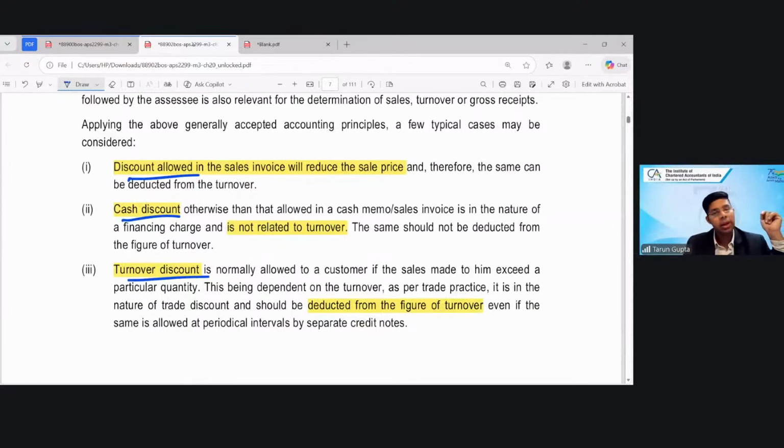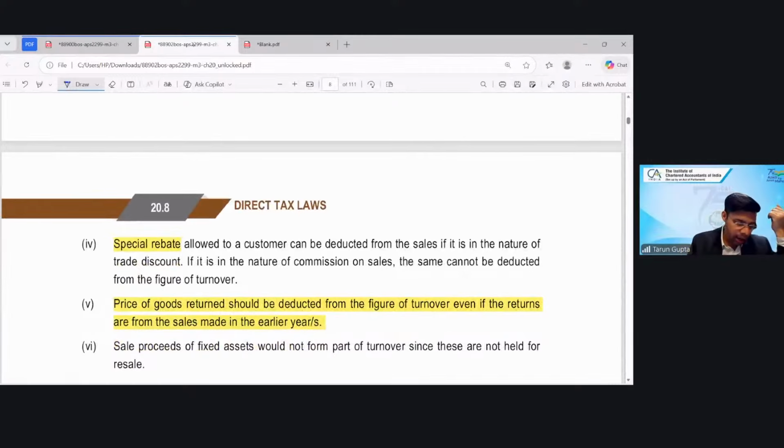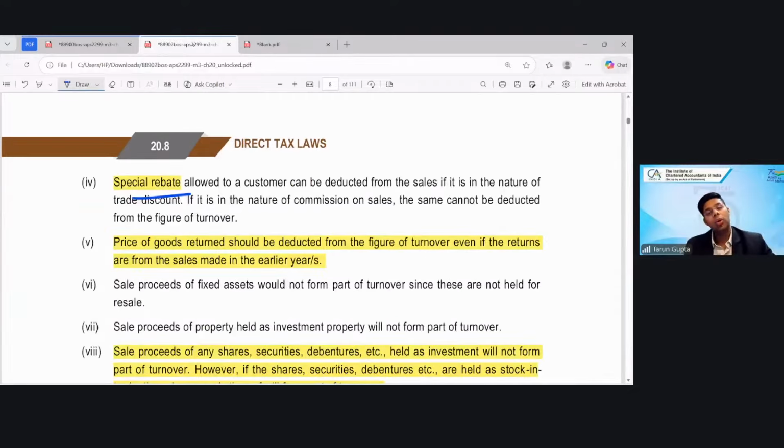Turnover discount, similarly, if it's given in the invoice, generally given in the invoice, then not part of turnover. Special rebate, if it is in the form of trade discount, then not a part of turnover, but if it is in the nature of a commission, then it is. Even if the goods sold were for an earlier year and they are returned this year, the sales return will be reduced from the current year turnover. Okay.